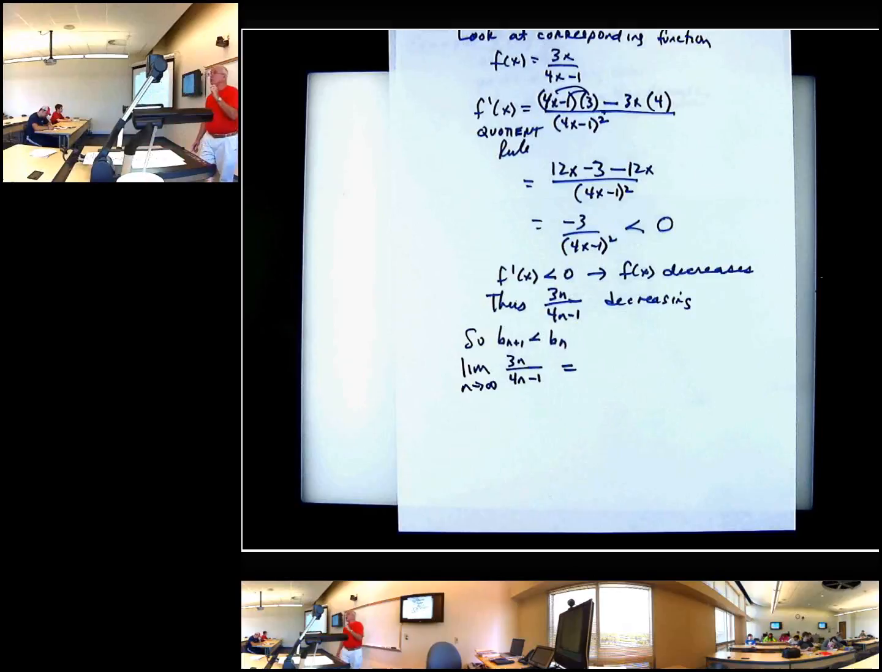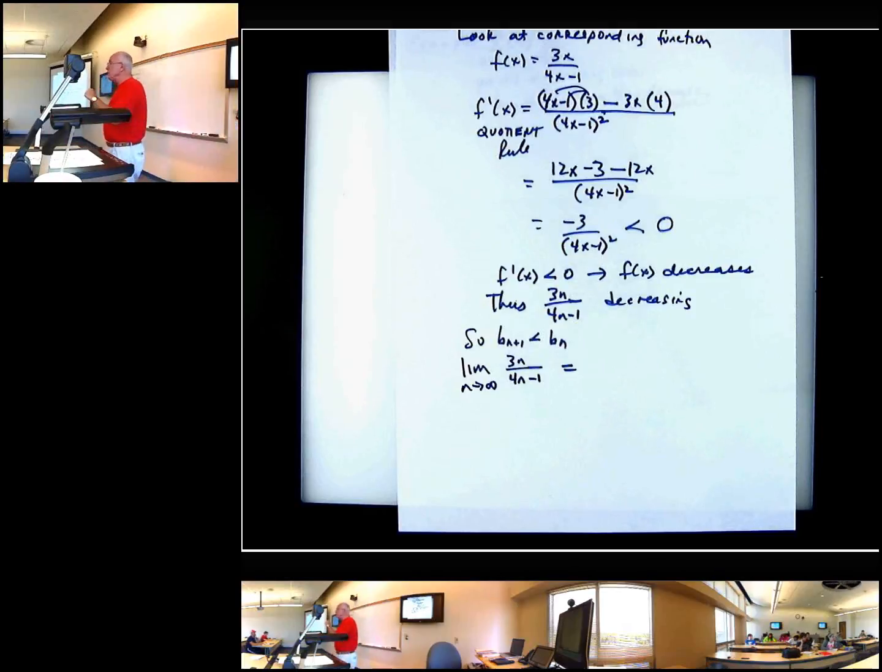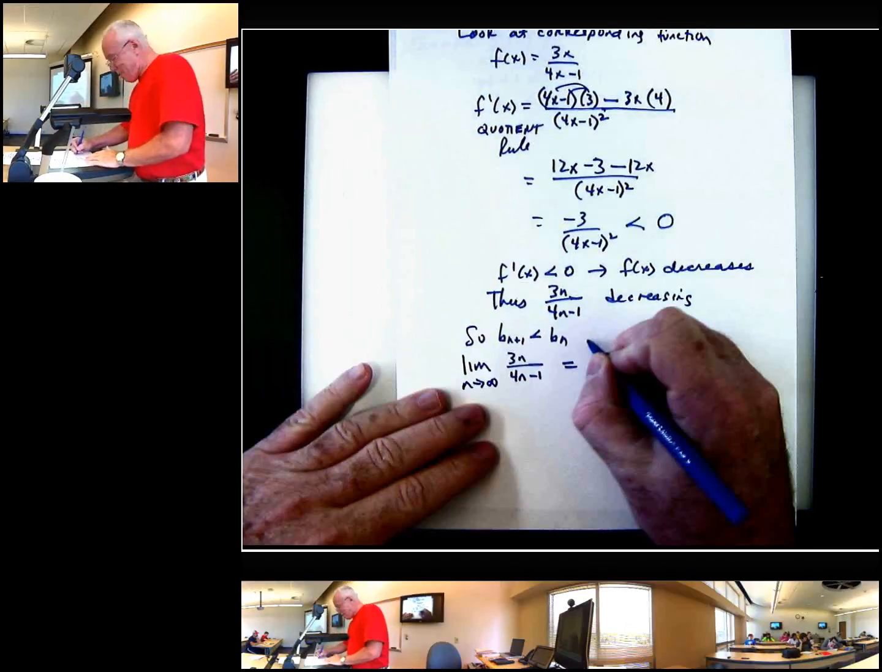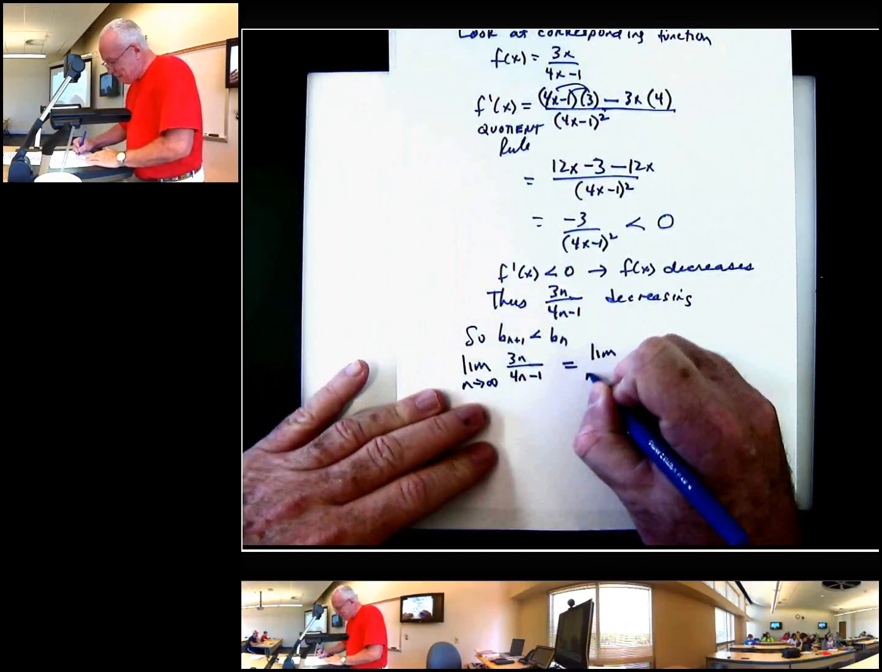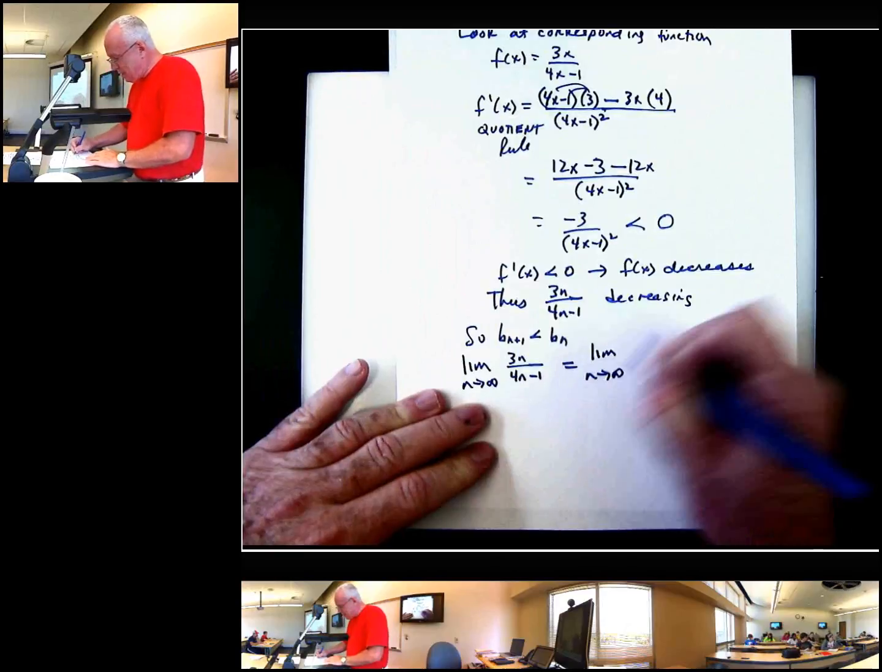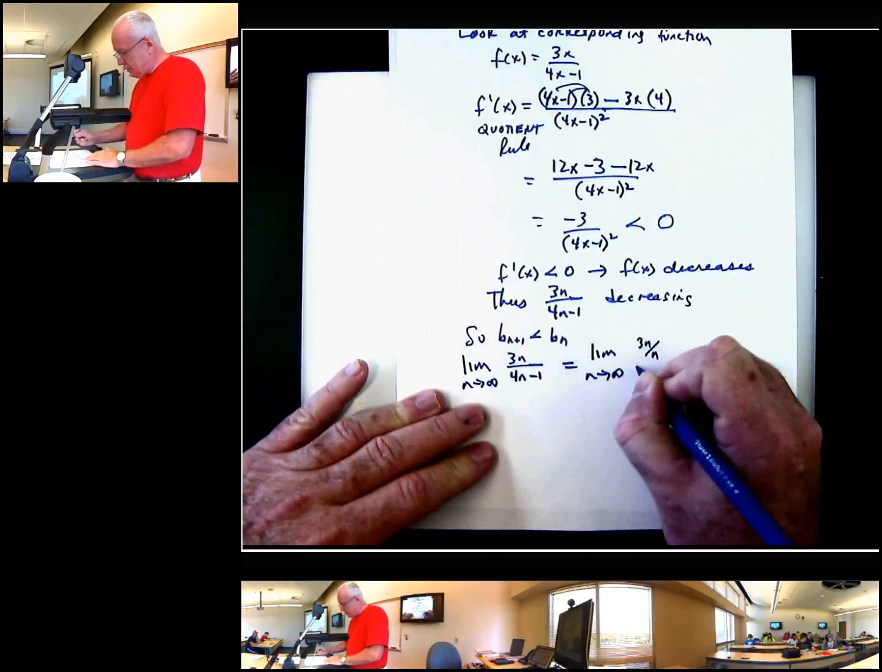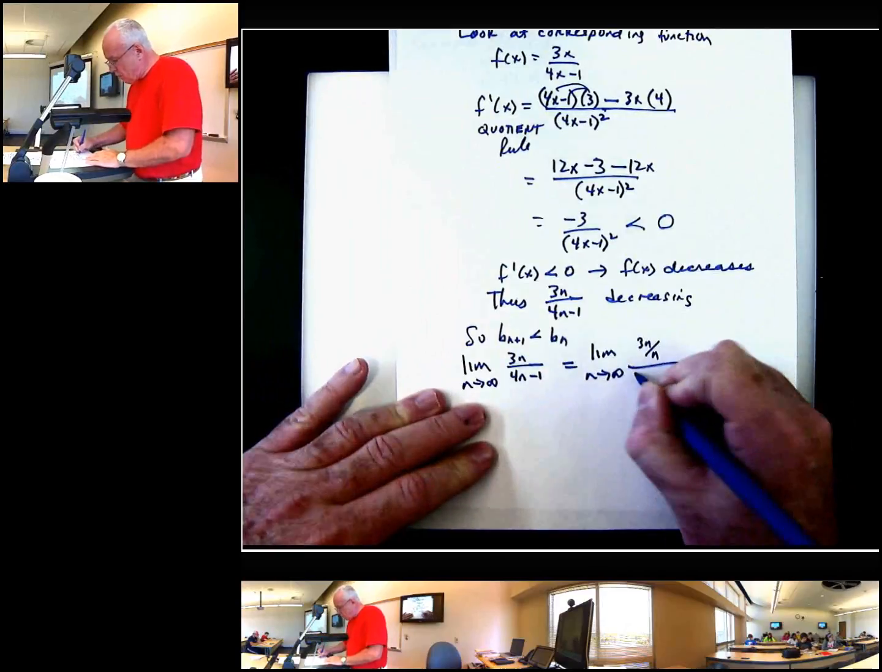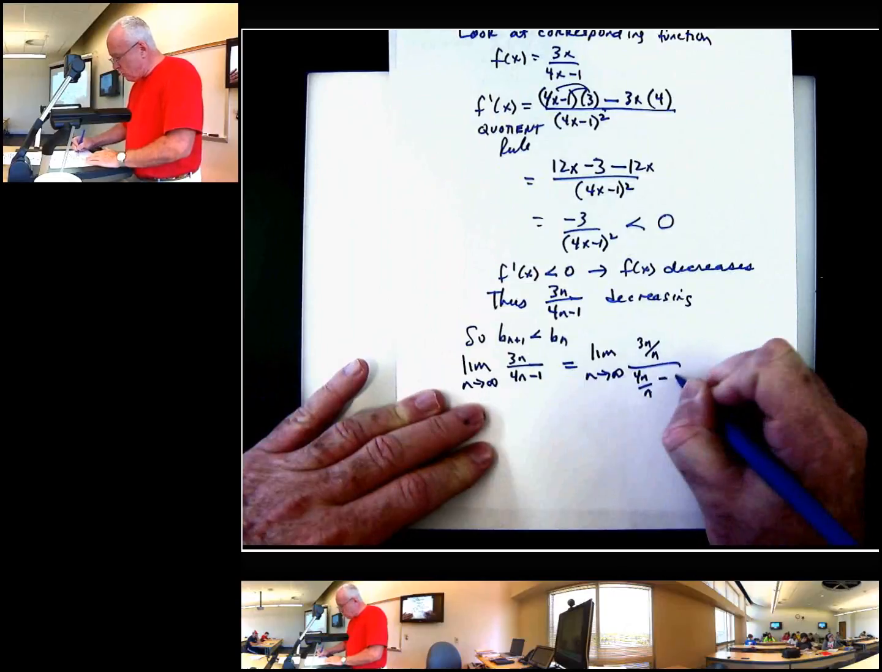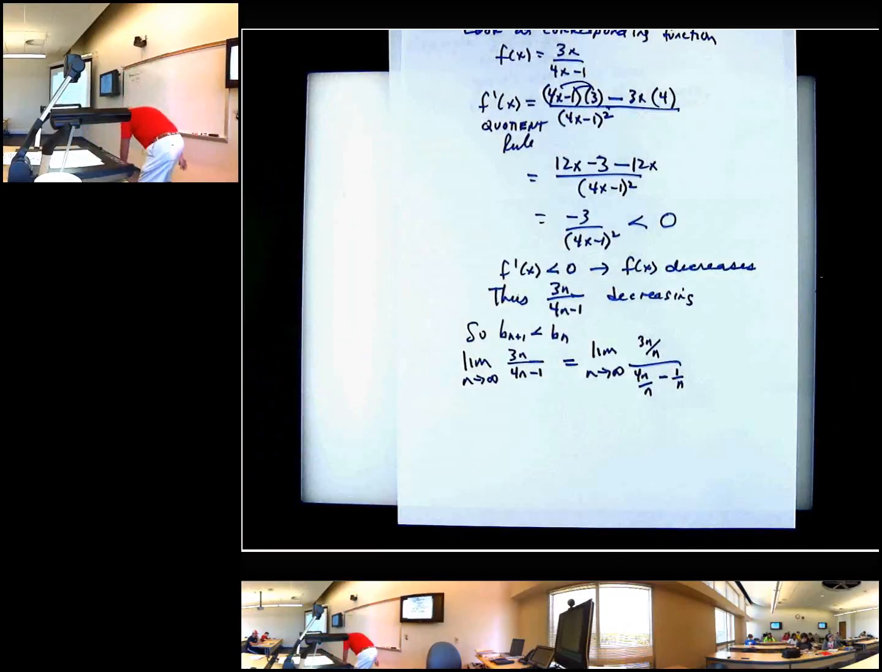What do I need to divide each one of those terms in the numerator and denominator by? The highest power of n, which is what? n to the first power. We divide everything on top and bottom by n. So this is the limit as n goes to infinity of 3n over n on the top, 4n over n on the bottom, and minus 1 over n. Don't leave out any of the terms.